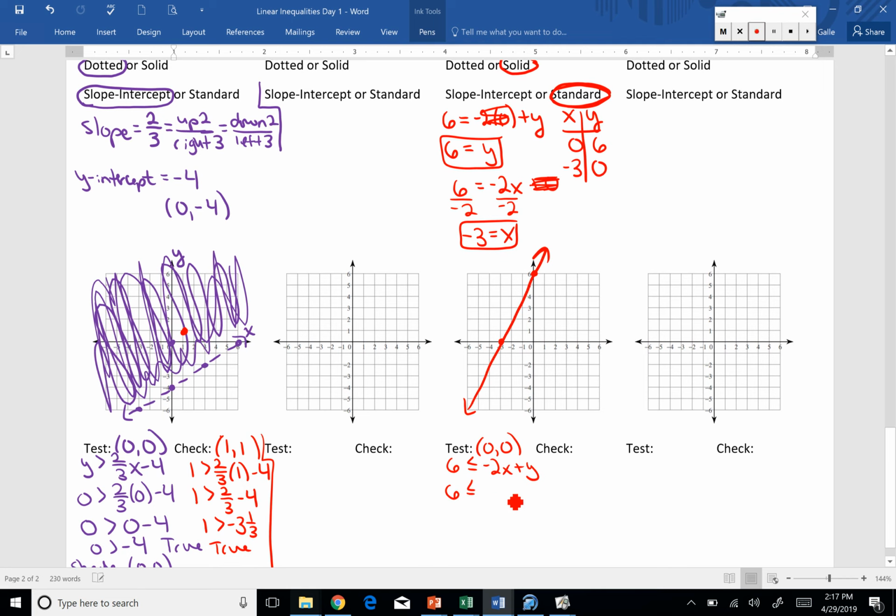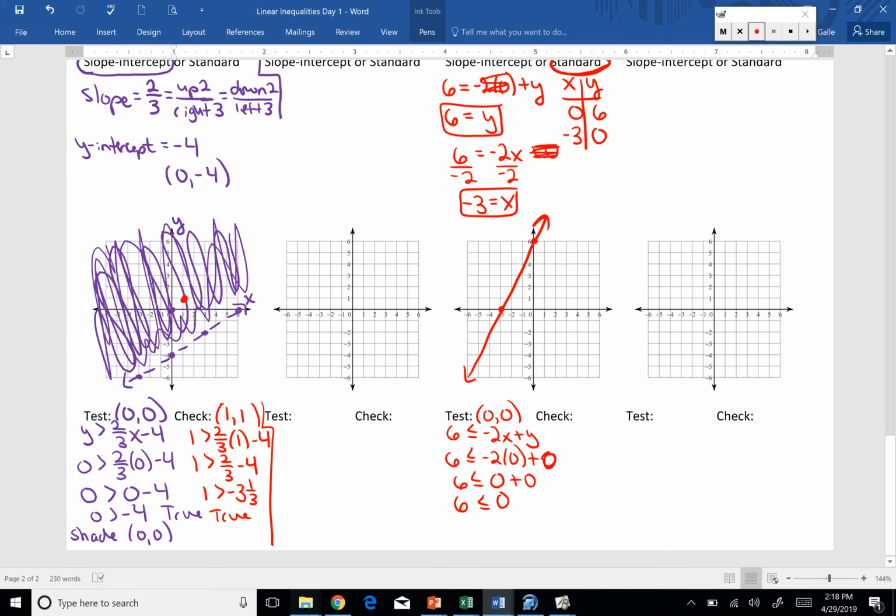Is 6 less than or equal to -2 times 0 plus 0? So is 6 less than or equal to 0 plus 0? Is 6 less than or equal to 0? What do we think? Is 6 less than or equal to 0? No. All right, so this is a false. So we don't shade 0, 0.